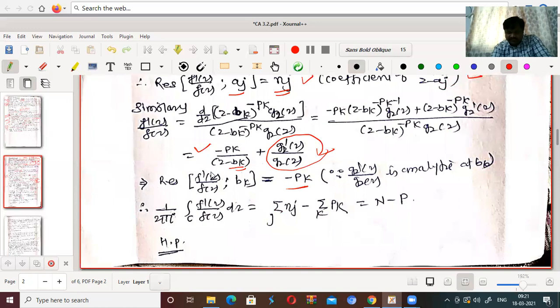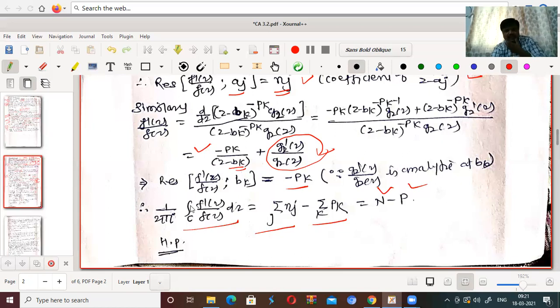And now this is capital F of z, and all these are pole singularities. bk is also a singularity, aj is also a singularity. So 1 by 2 pi i times the integral of f dash z upon f of z with respect to z is the addition of all residues at aj as well as at bk. So the summation over j of nj minus the summation over k of pk. That is the number of zeros minus the number of poles, capital N minus capital P. This is called the argument principle.